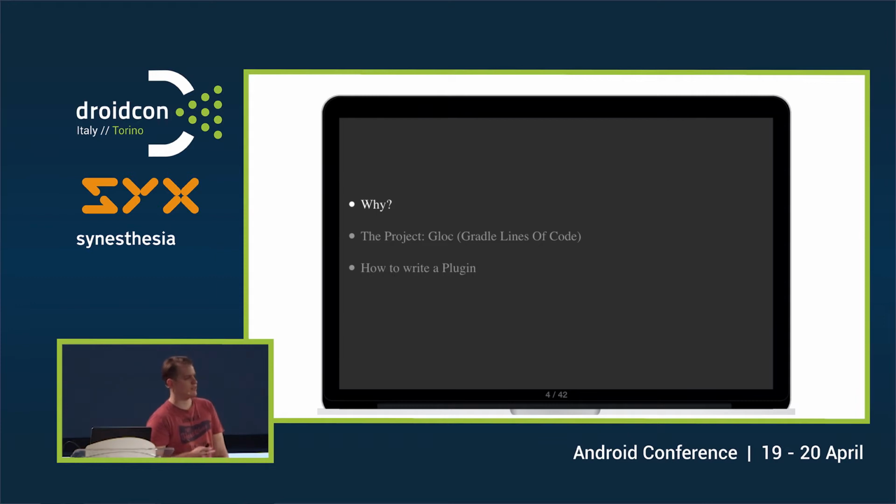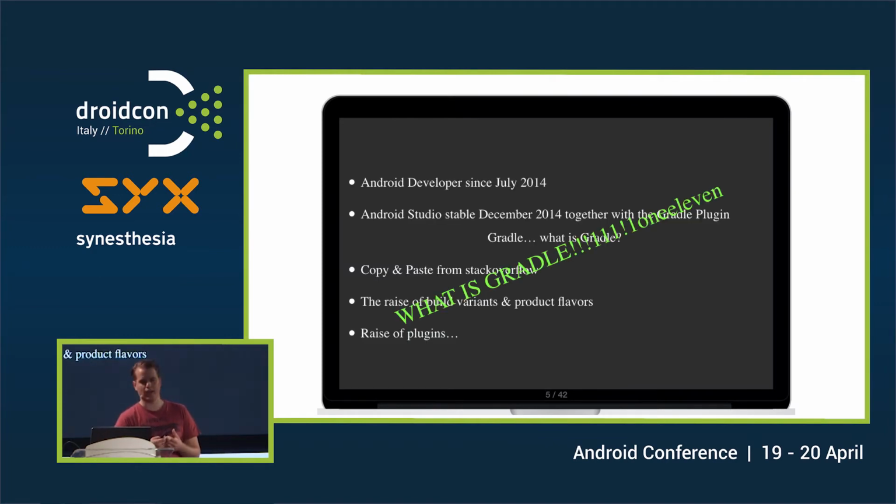As I already mentioned, I'm an Android developer since July 2014. Back then, Android Studio wasn't stable yet. We used Eclipse and the Eclipse plugin to develop. Later that year, in December 2014, Android Studio and the Gradle plugin got stable. And back then, I said to myself, OK, Gradle, what is Gradle? I haven't really cared about it. I knew that Gradle is a new build system for Android, but back then, I didn't even know what a build system is, or even that such a thing as a build system exists.